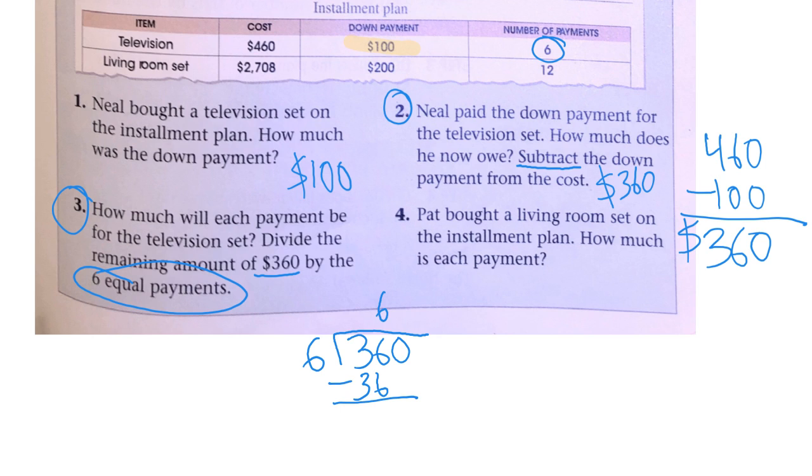Then subtract. 36 minus 36 is 0. Bring down the 0. 6 can go into 0 times. You can get 0 6's from 0. So every time Neil makes a payment for the television set, each payment is $60.